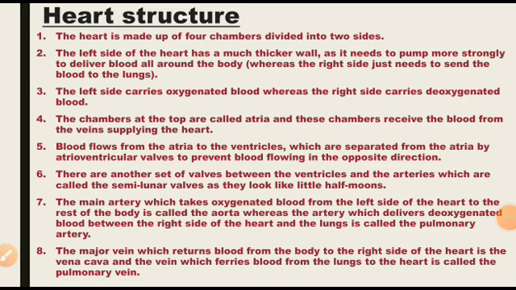The chambers at the top are called the atria, and these chambers receive the blood from the veins supplying the heart. Blood flows from the atria to the ventricles, which are separated from the atria by atrioventricular valves to prevent blood flowing in the opposite direction. There is another set of valves between the ventricles and the arteries, which are called the semilunar valves, as they look like little half moons.